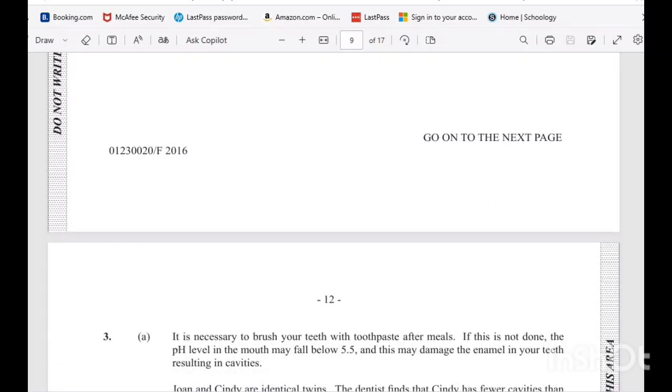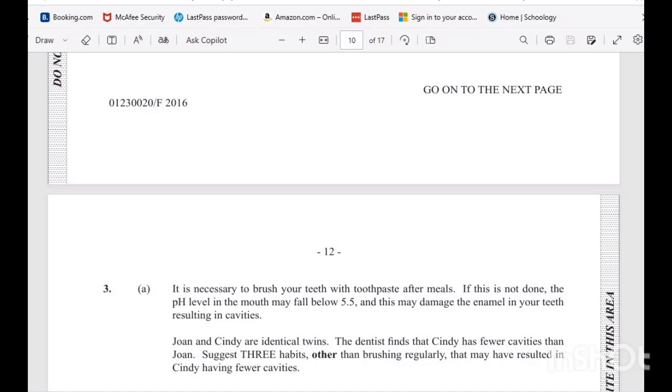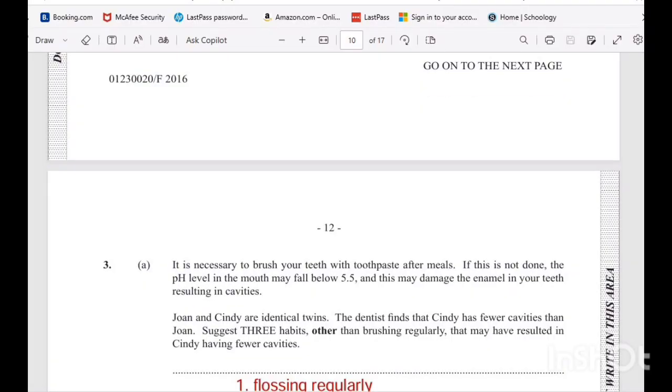Question 3. It is necessary to brush your teeth with toothpaste after meals. If this is not done, then the pH level in the mouth may fall below 5.5, and this may damage the enamel of your teeth, resulting in cavities. Joan and Cindy are identical twins. The dentist finds that Cindy has fewer cavities than Joan. Suggest 3 habits other than brushing teeth regularly that may have resulted in Cindy having fewer cavities. So instead of just brushing, what else can be done to prevent cavities?